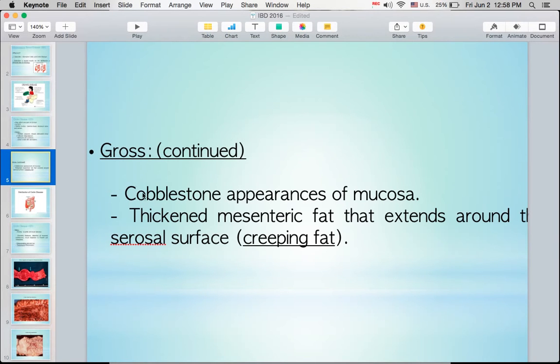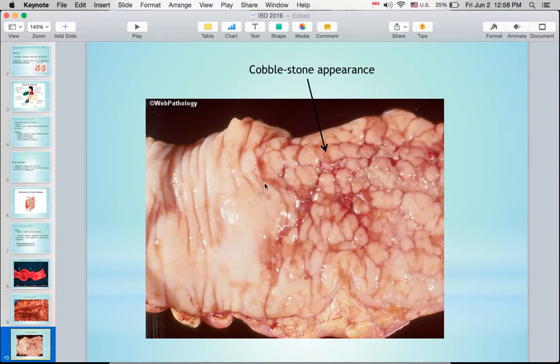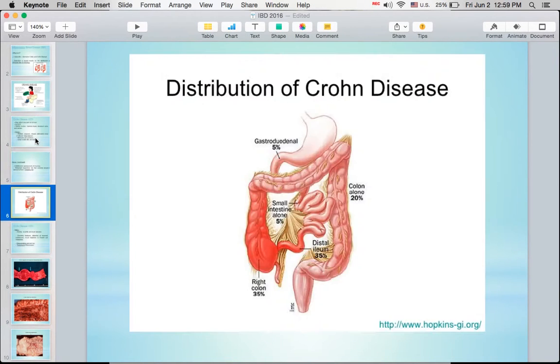Now, the cobblestone appearance on the mucosa is just the way it looks, because whenever you look at the cobblestone appearance, you're going to think of a wall with different bricks, right? The wall is made of bricks. And here, it just looks like different bricks on a wall. And this is the concept of the cobblestone appearance in Crohn's disease.